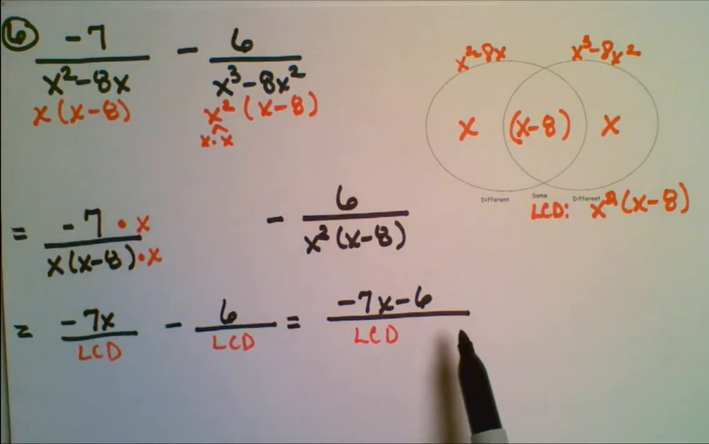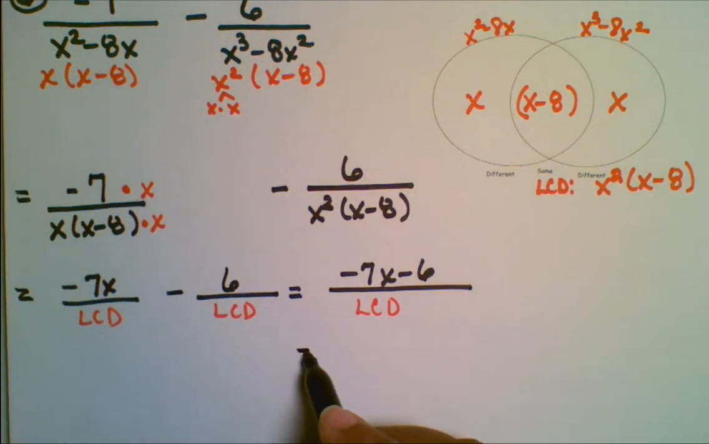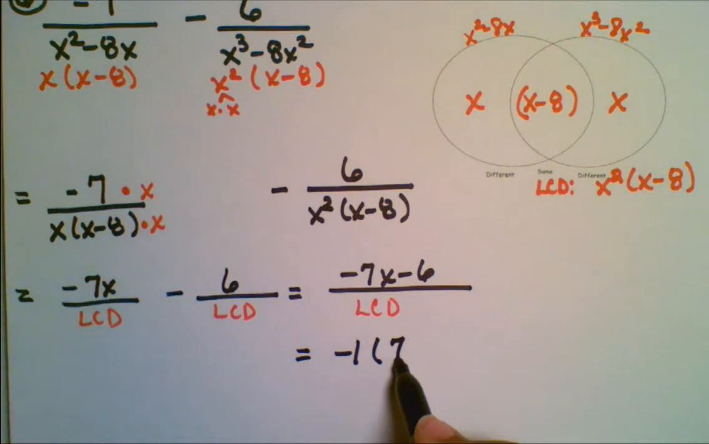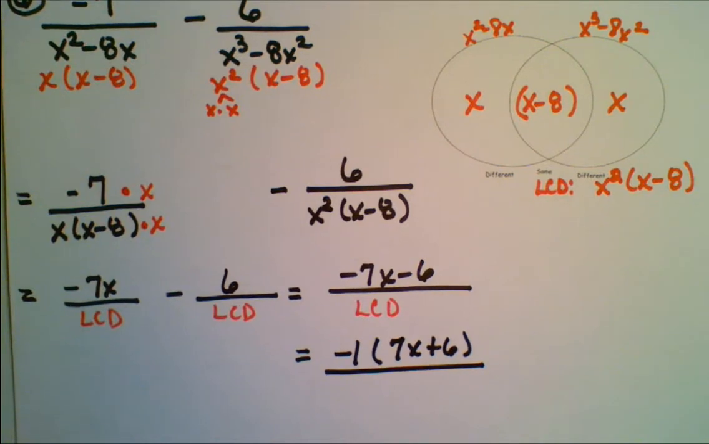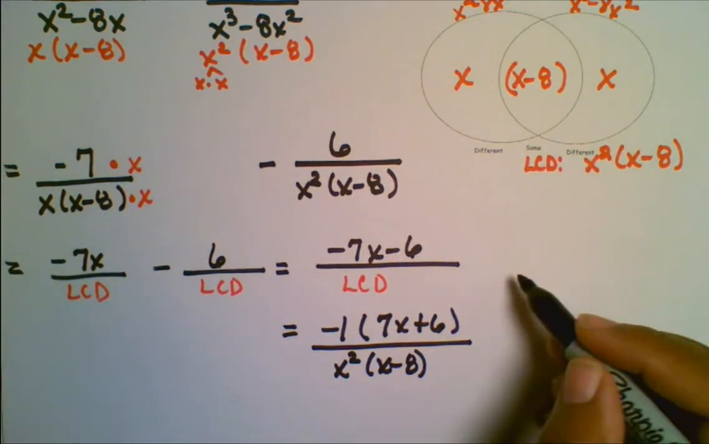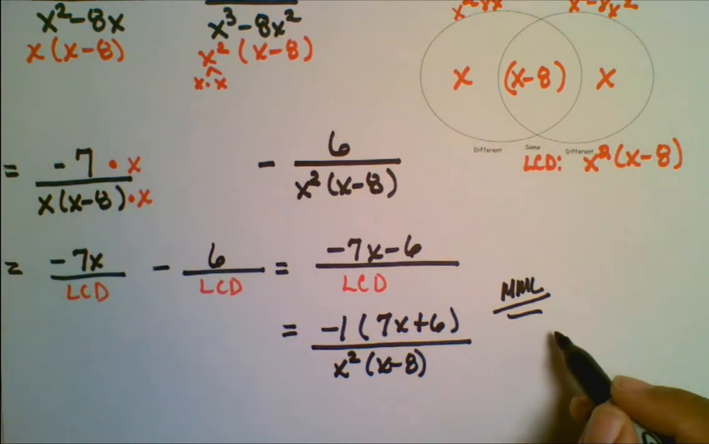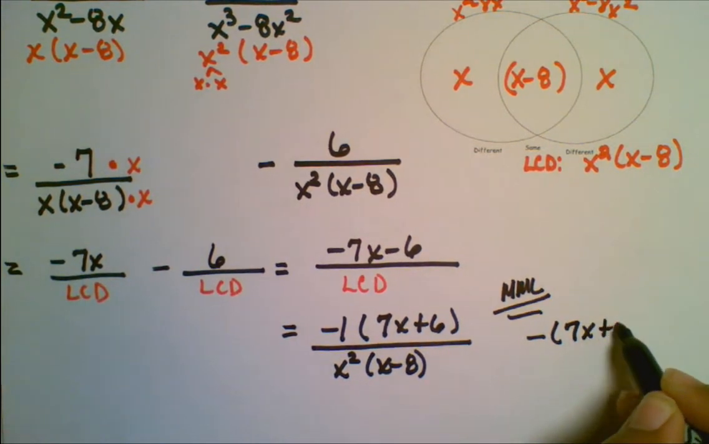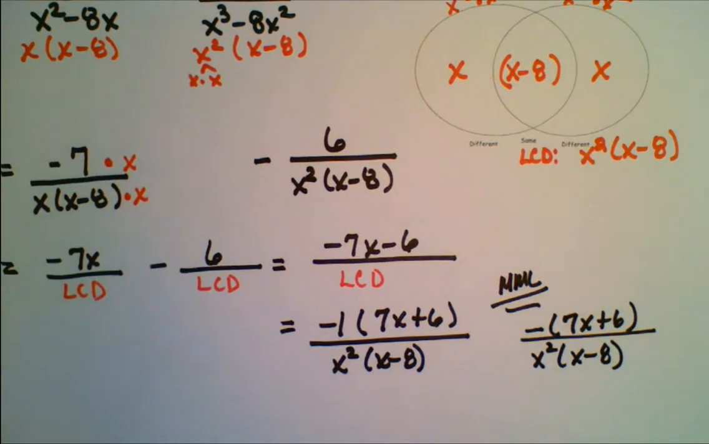And look at your numerator. Is there anything that we can do there? Because the first term is negative, we're going to factor out a negative GCF, and that will be a negative 1. What's left over will be a positive 7x and a positive 6. And let's bring back the LCD, and that's x squared times x minus 8. And that is our solution. But just remember, in our math program, we don't want to write negative 1, so we would say negative times 7x plus 6 all over x squared times x minus 8. There we go.